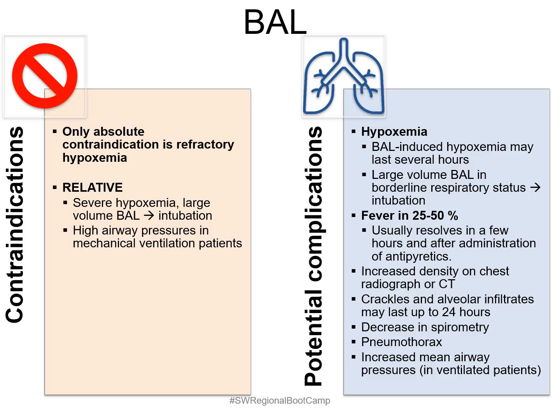In addition to all the general contraindications for bronchoscopy that we've already reviewed, the primary and only absolute contraindication for BAL is refractory hypoxemia. Severe hypoxemia, especially with large volume BAL, is a relative contraindication. In certain circumstances, you may intubate for the procedure to mitigate these risks. High airway pressures are also a relative contraindication for BAL on mechanically ventilated patients.